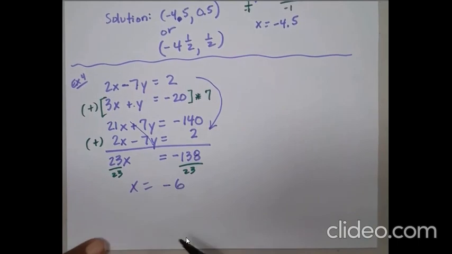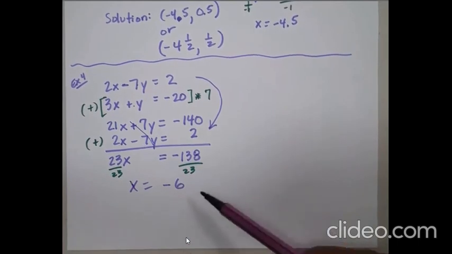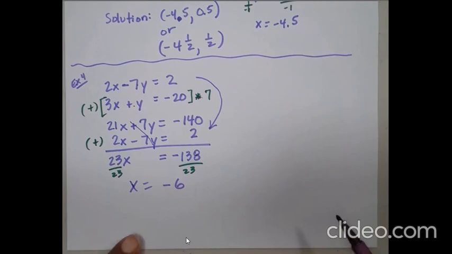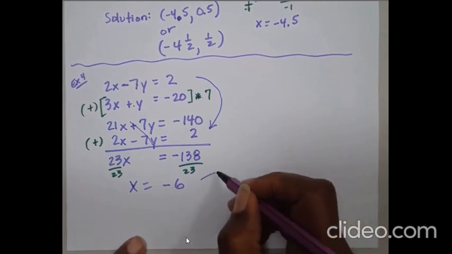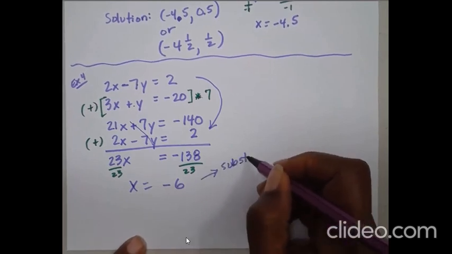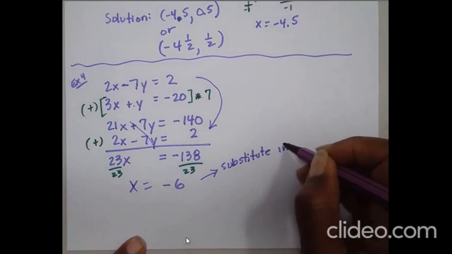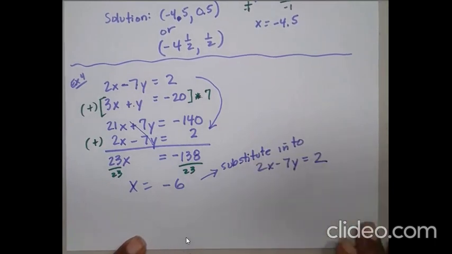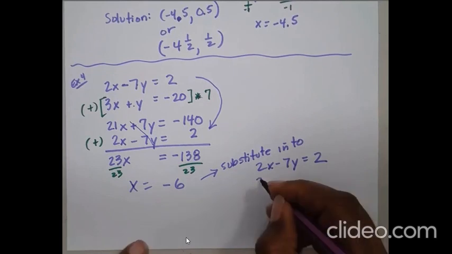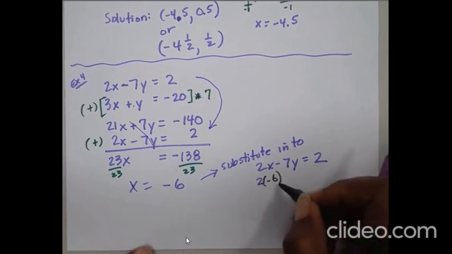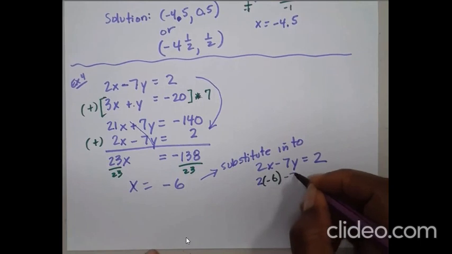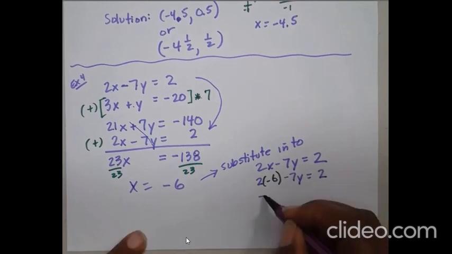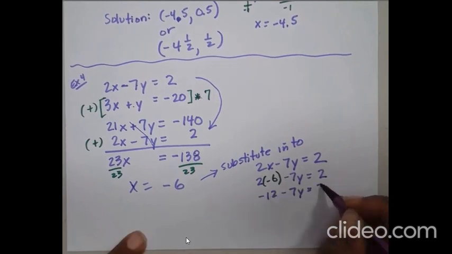Well, now you have x equals negative 6. Now we need to substitute this back into one of the equations. It's up to you which one you pick. It's really not relevant. I'm going to substitute into the 2x minus 7y equals 2. Either one would work. So we've got 2 times negative 6 minus 7y equals 2. So negative 12 minus 7y equals 2.